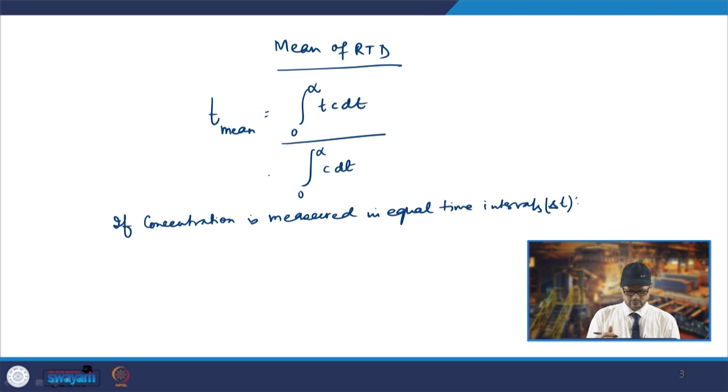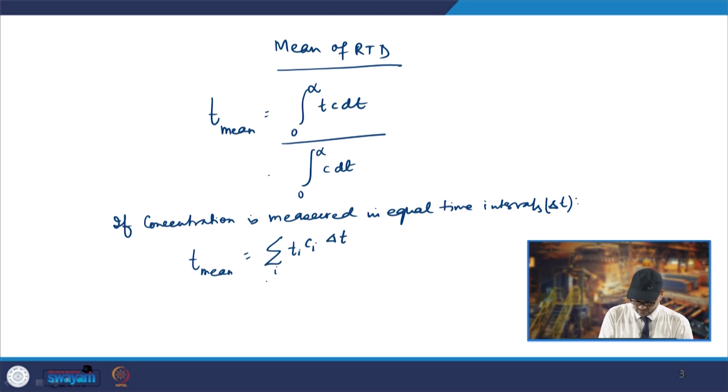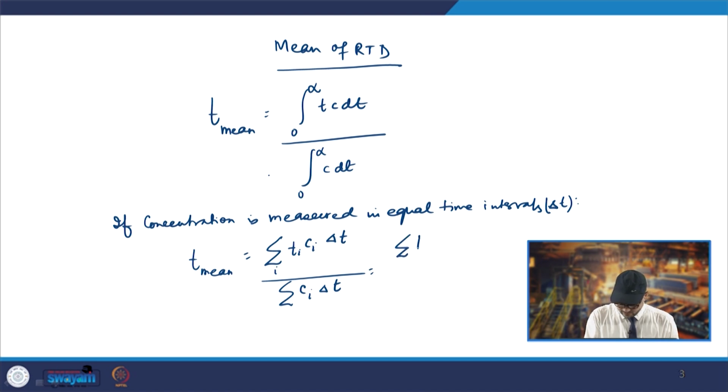In that case the expression for T mean will be the summation of T i C i delta t, divided by the summation of C i delta t. If the time interval delta t is equal, it cancels, so T mean is the summation of T i C i divided by the summation of C i. Once you have these concentration data with time, we can find the mean residence time inside the tundish by this formula.